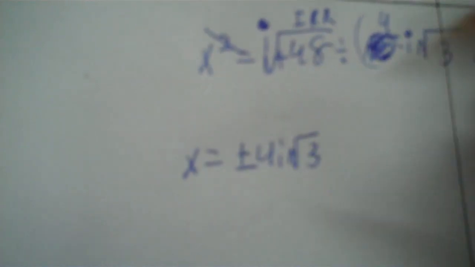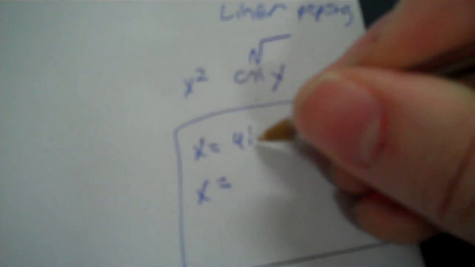Okay, so up on the board, 48, you'd start at 36, doesn't work. 48 divided by again, 25, doesn't work. 16 and 3, okay? Now the square root of 16 is equal to 4, so it's 4i square root of 3. Okay, so 4i square root of 3, and then 4i square root of 3 with a negative.